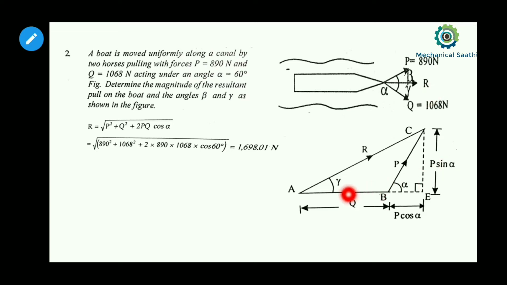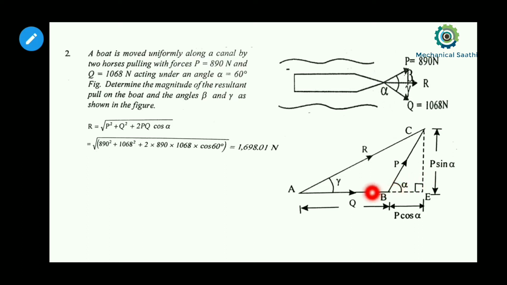Now from here, if we look at this triangle, we know the magnitude of P as 890 Newton. Let us find the values of these two sides, CE and BE, in terms of P. If we take sine alpha, it will show CE by P, and from that we can find the value of CE as P sine alpha.